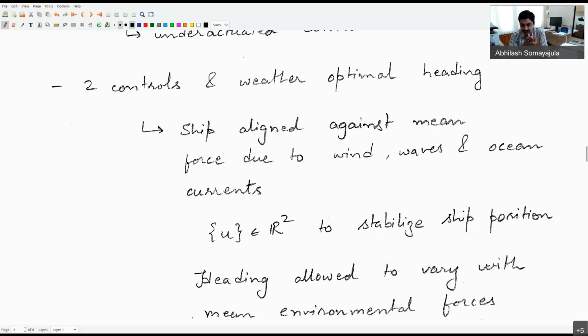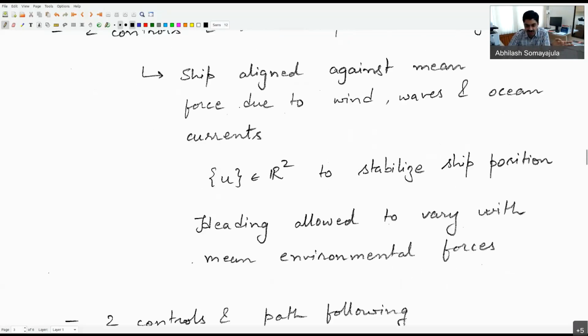So my heading is not always fixed, it changes with the environment. So I'm not holding my heading to be a precise value, but I am holding a position. I want to say that I want to be at so and so position, no matter what my heading is, depending on the environment. So such a thing is called weather optimal heading, and you do a weather optimal control for such scenarios.